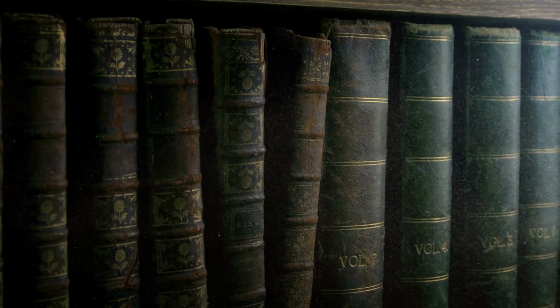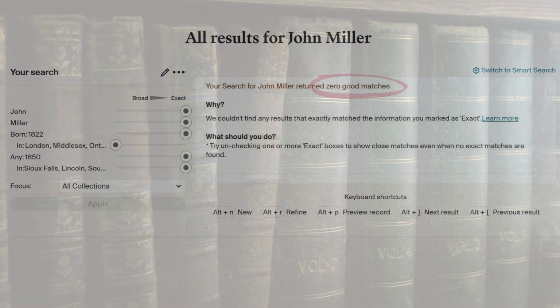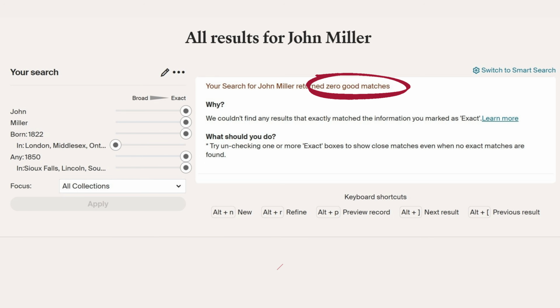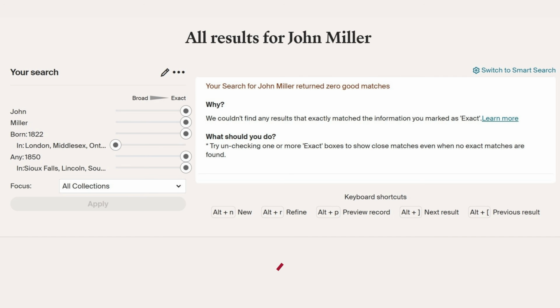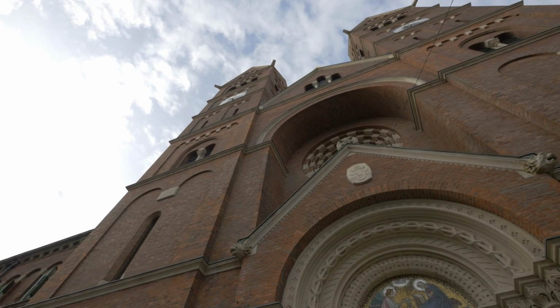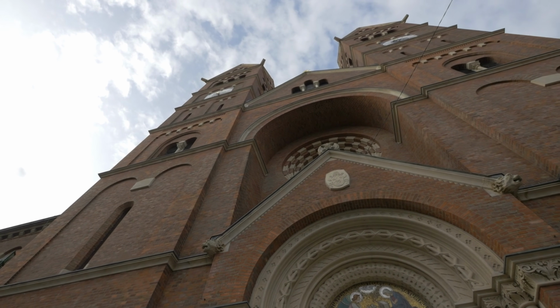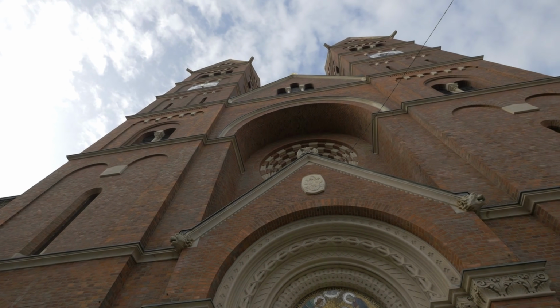And here's something beginners often don't realize. When a genealogy website says no records found, what it sometimes really means is we don't have that collection. That's a big difference. The record may exist perfectly fine somewhere else. Another common problem is that people focus only on major life records like births, marriages, and deaths. But experienced genealogists know the real clues are often hiding in smaller records.